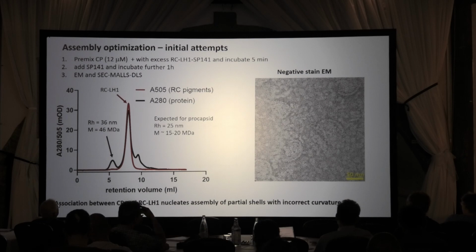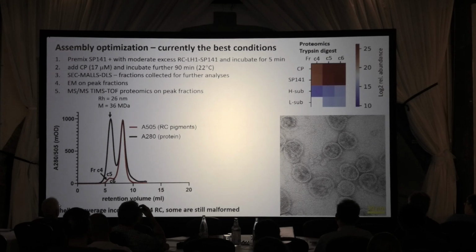After some optimization, the main thing was switching the order of addition of components. We used an excess of RC, pre-incubated it with the scaffold, and only then added coat, and that proved more and more successful. Most of the coat was actually assembled, and we got a few RCs inside, as you can see here. Relatively good shells. Some of them are not completely closed, but the main thing is they are concentrated. We don't need to have it perfect. This is good for material science. We are not after a study of biology.